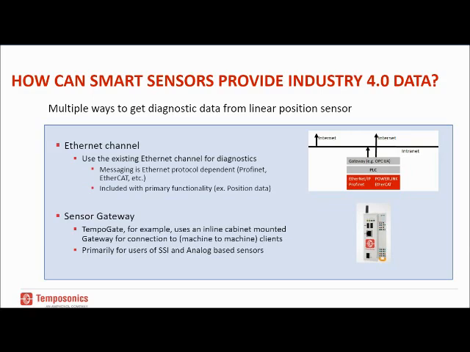Now, if you have a protocol that does not have the ability to transmit that same type of information along with the position data, then this is where your gateway option comes into play. So you can use a sensor gateway to basically acquire any of the Industry 4.0 data that is coming from the sensor directly, while sending the position information from the sensor over to your control. So we'll look at that in a second here.